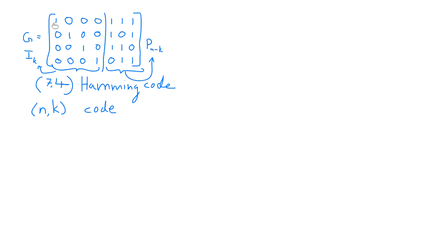And then you have the parity matrix, which is of size n minus k, in the sense that it has n minus k columns. So n minus k is 7 minus 4, which is 3. That means it has 3 columns: 1, 2, and 3 columns. So the parity matrix has n minus k columns, and the identity matrix is k by k, that is 4 by 4 in this case.